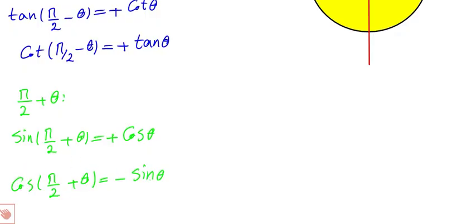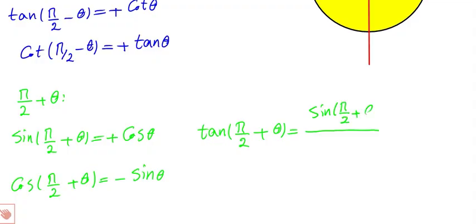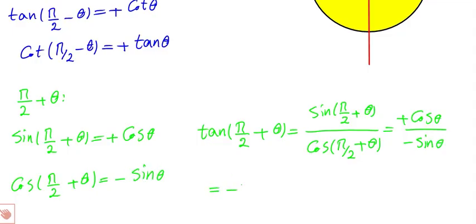cosine converts to sine. So tangent of pi over 2 plus theta is equal to sine of pi over 2 plus theta divided by cosine of pi over 2 plus theta, which is equal to plus cosine of theta divided by minus sine of theta, which is equal to minus cotangent of theta.